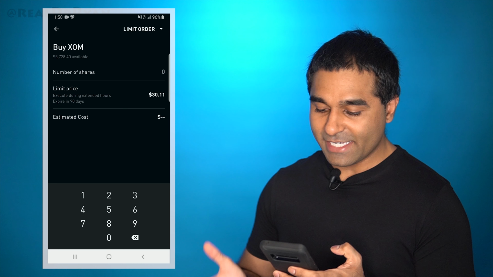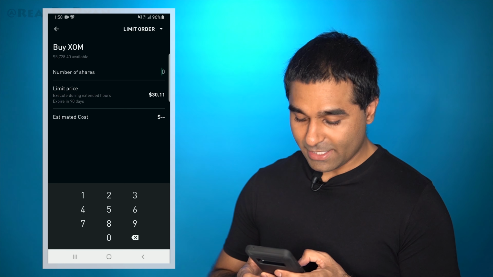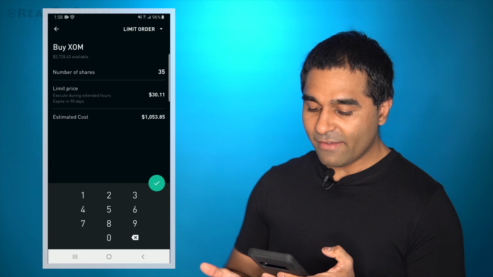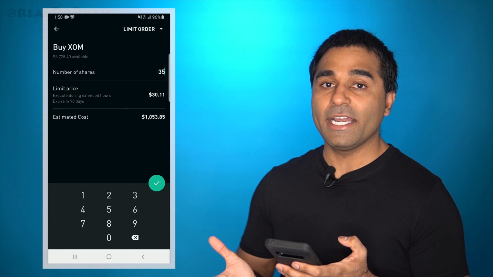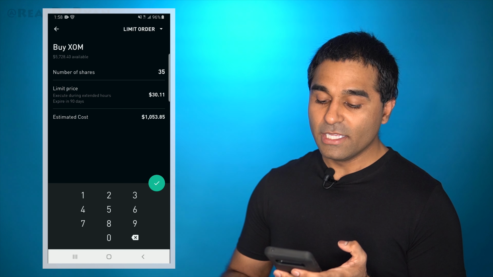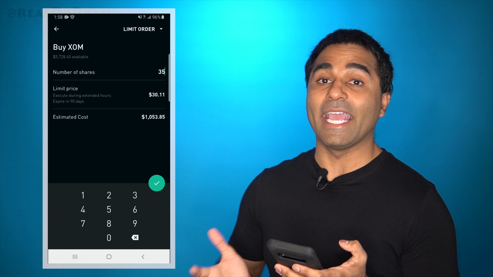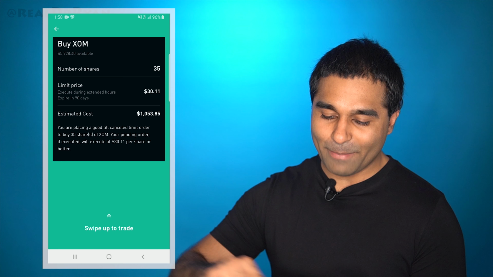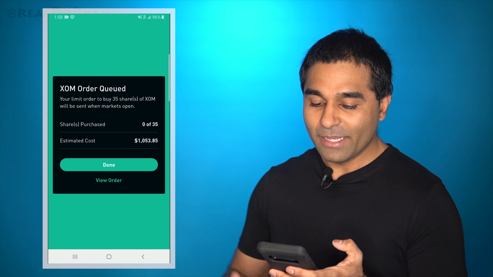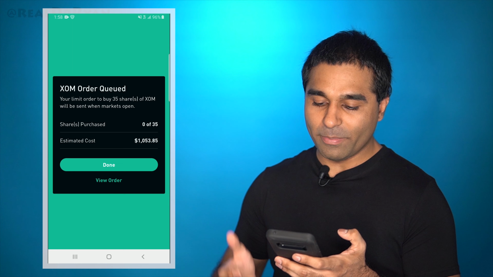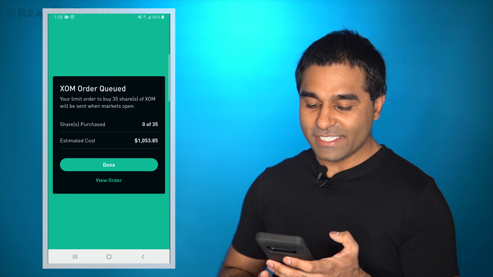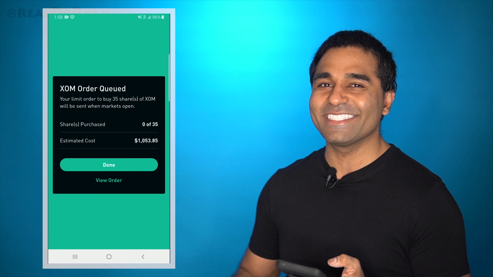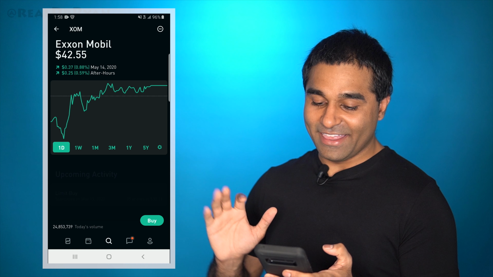It's gonna ask me how many shares. Now obviously up to you. I'm gonna choose to buy 35 shares. So 35 shares at a price of $30.11 would come to a grand total of $1,053.85. I'm gonna go ahead and click that green button and then swipe up to trade. Sending the order. My limit order to buy 35 shares of XOM will be sent when the market opens for 35 shares at that cost of $30.11 for a grand total of $1,053.85. Done. And that's how you place a limit order.